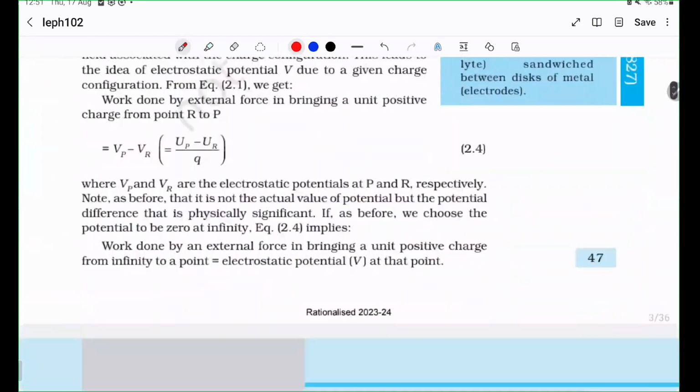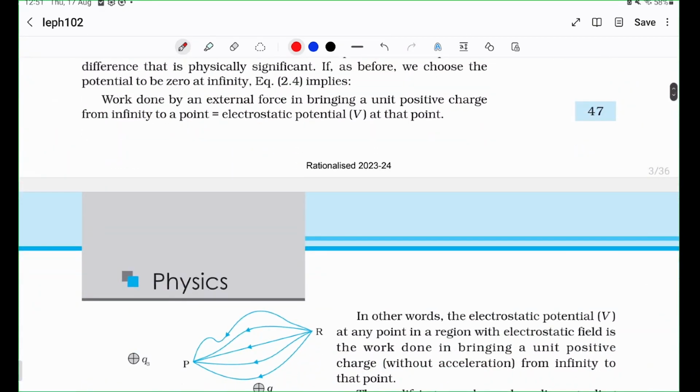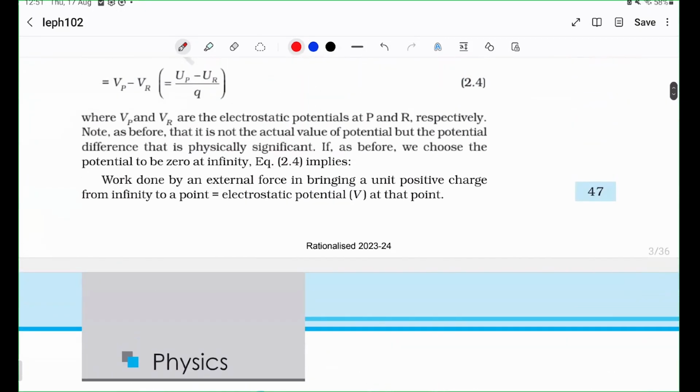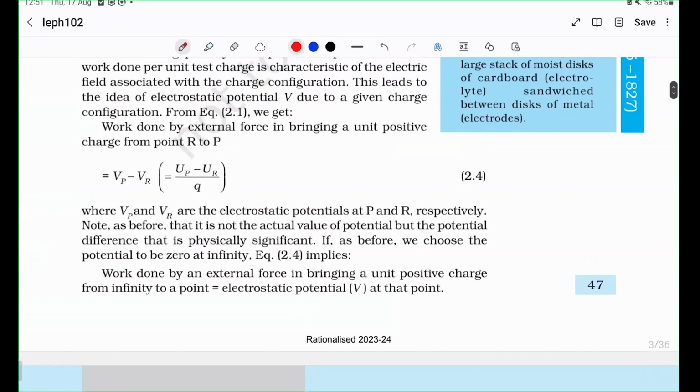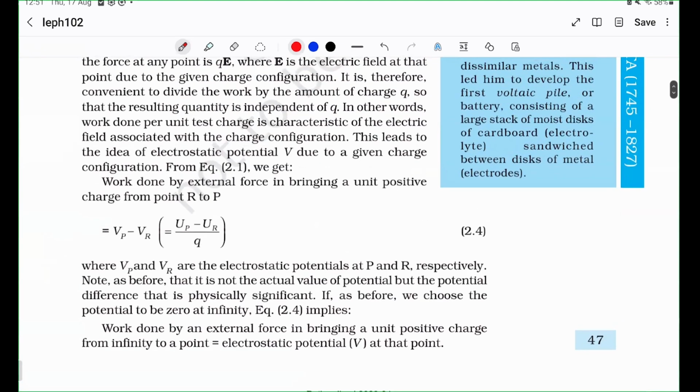Okay. So this is a very large chapter, so we're going to cover it in 2 sessions. So I don't want to rush and miss a few very important concepts.